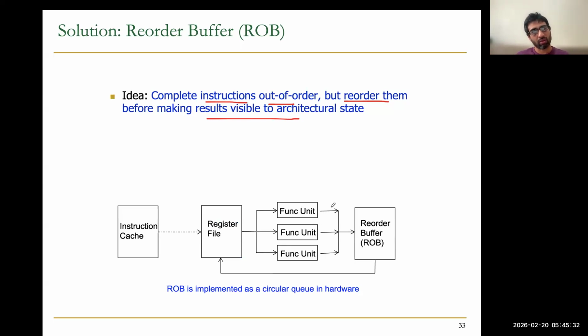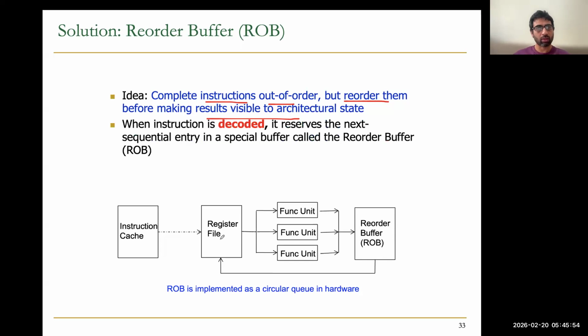If we just give a pictorial figure of the pipeline, we have the instruction cache, register file, and functional unit, but then we do not write the results back from the functional unit to the register file or to the memory. We write the results first into the reorder buffer, and then from the reorder buffer, we write the results into the register file, right?